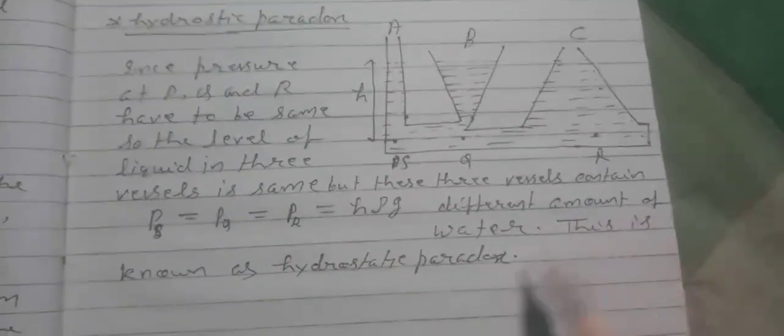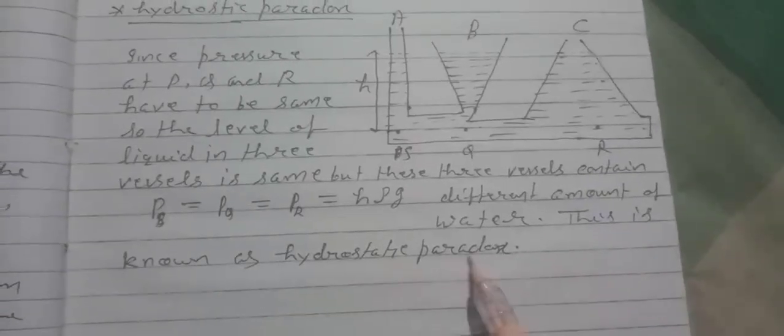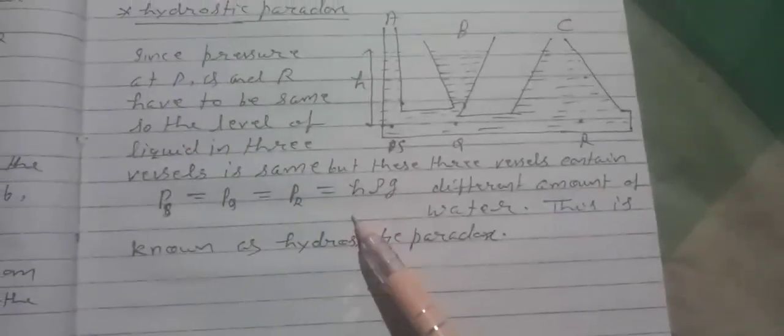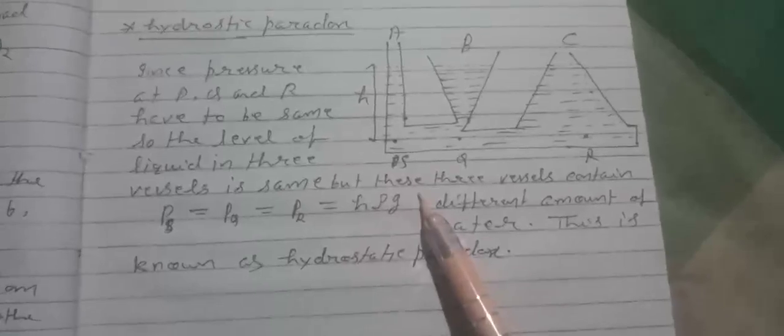But these three vessels contain different amounts of water. This is known as the hydrostatic paradox. That is, PS equals PQ equals PR equals H rho g. Thus we can say that with different amounts of liquid the pressure may be equal.